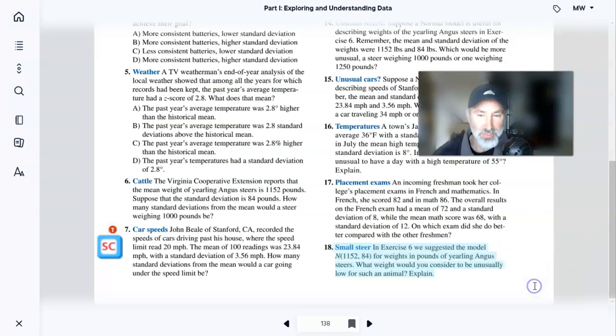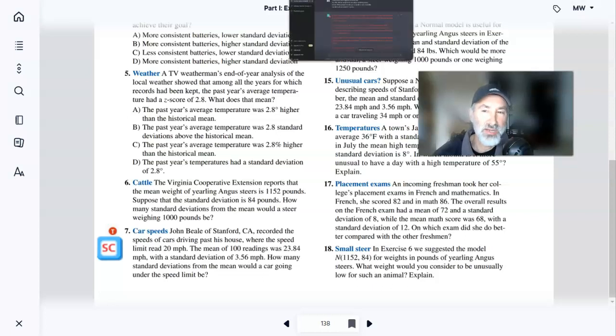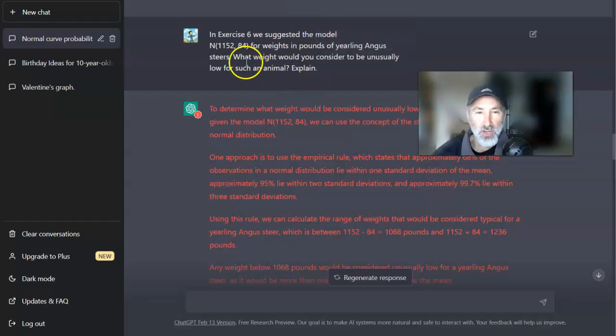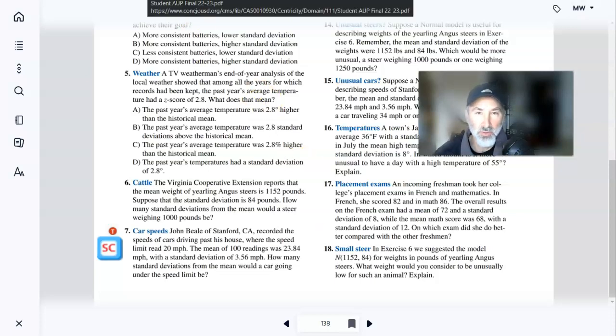So I copied the text from the online textbook, and I already went through and tried asking ChatGPT the question, but the result was so interesting, I want to share it with you. So what I did is I pasted in the question, and I did edit it a little bit, and I think that's reasonable. I got rid of the small steer part. And I would say in general, you may have to clean up the question a little bit so that it's more clear what you want to know.